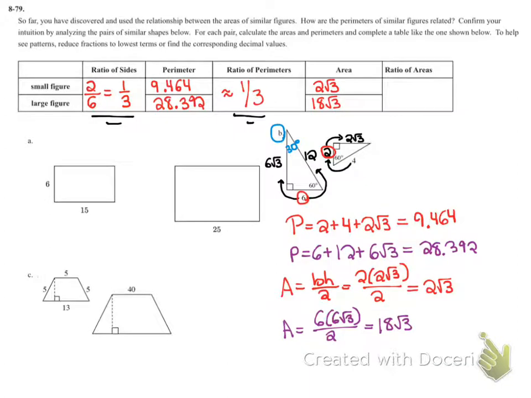And then finally, it asks to compare the ratio of those areas. If I put 2 root 3 over 18 root 3, the root 3's cancel, so I get 2 over 18. I can take a 2 out of each of those, so I get 1 over 9. So the ratio of the areas would be 1 over 9. The ratio of the perimeters was 1 over 3. And the ratio of the sides was 1 over 3. So we can see clearly that the ratio of the areas is simply the scale factor squared.